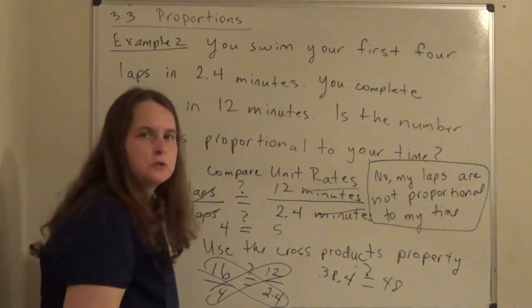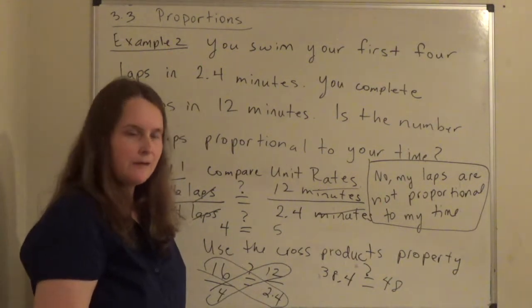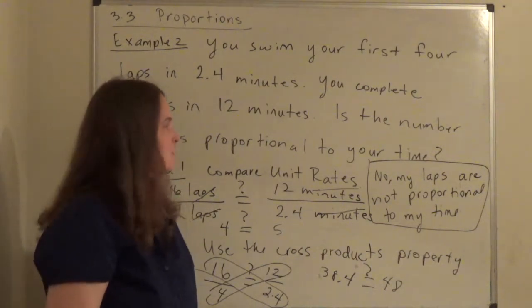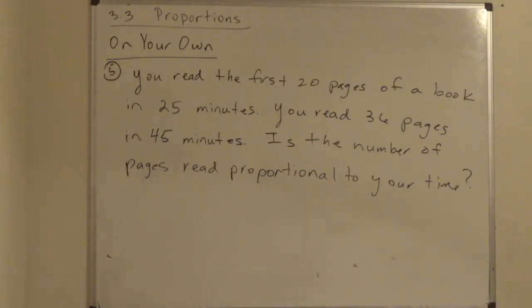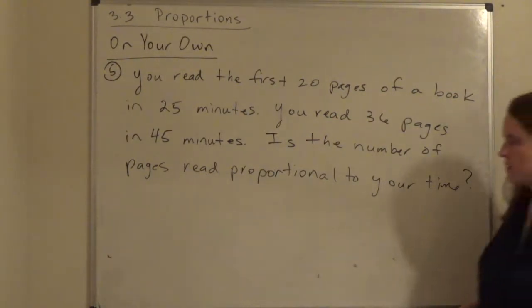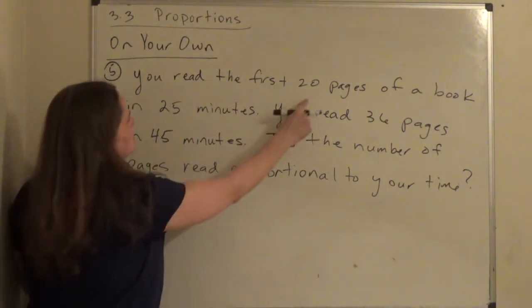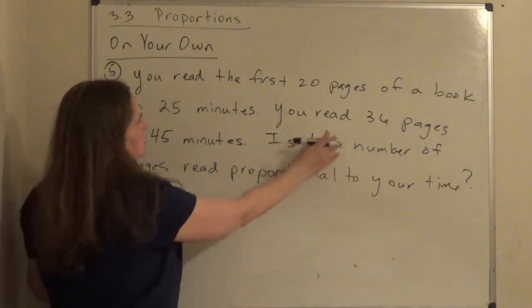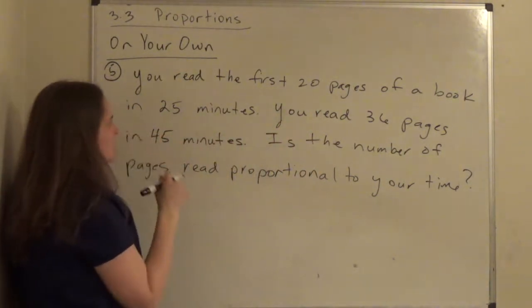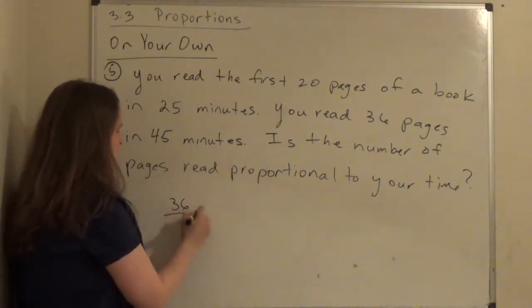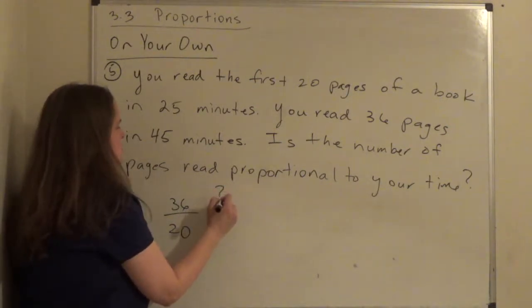And now I want you to do on your own number 5. Pause the video while you do it, and then you can come back and see how you did. So for on your own number 5, you should have gotten an answer of yes. The number of pages read is proportional to your time. And the reason for that is because pages read would be you did 20 pages and you did 36 pages. So I'm going to do it again like I did before so I can get my unit rate. So I'm going to do 36 to 20 equals with a question mark.